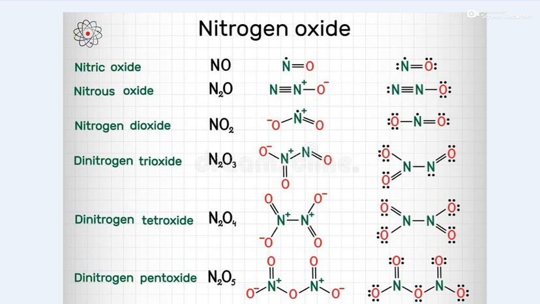So another rule is, if the compound contains only two non-metals, then you will write the two non-metals side by side and add a prefix. That means, see here, if the compound contains only two non-metals, then how will you write? You will write the two non-metals side by side, and what will you add? You will add only a prefix.